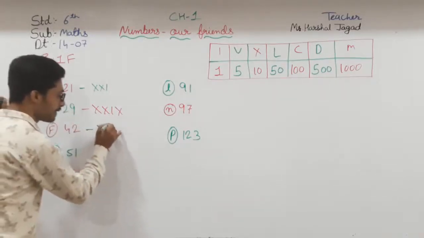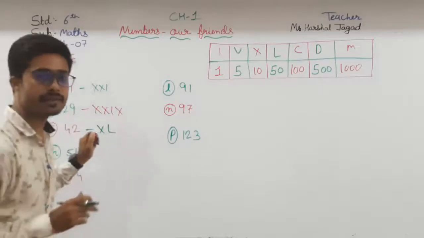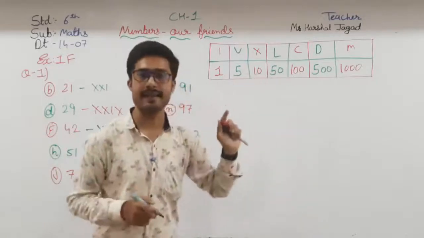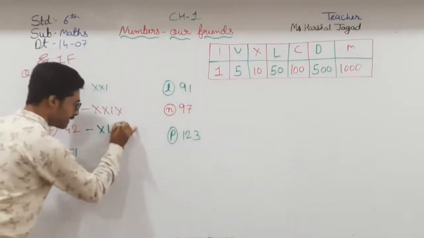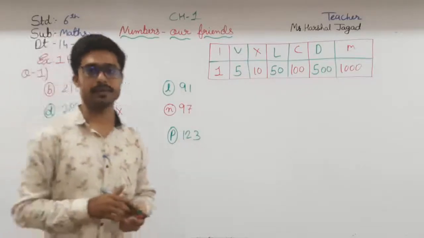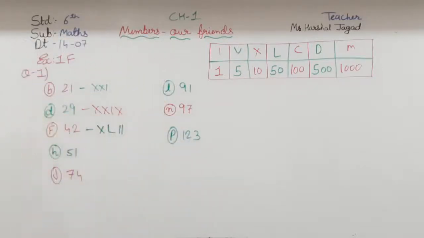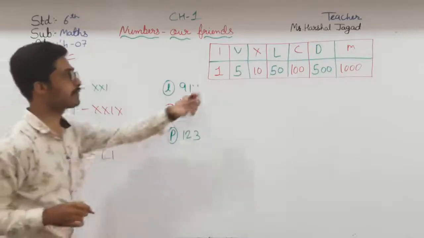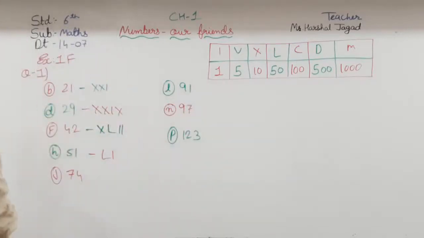Here, XL. Okay, what have we just done? 50 minus 10, that is 40, and plus 2, that is 42. Okay students, please write down this. And moving forward, the other one, that is H, 51. Here it is very easy, that is L, that is 50, plus 1, that is L plus I, that is 51.